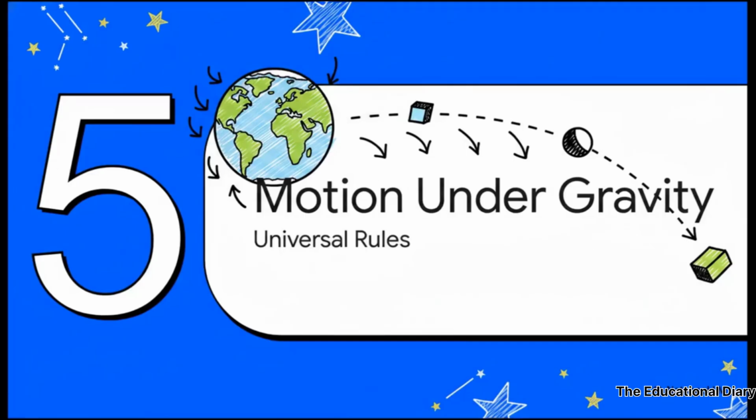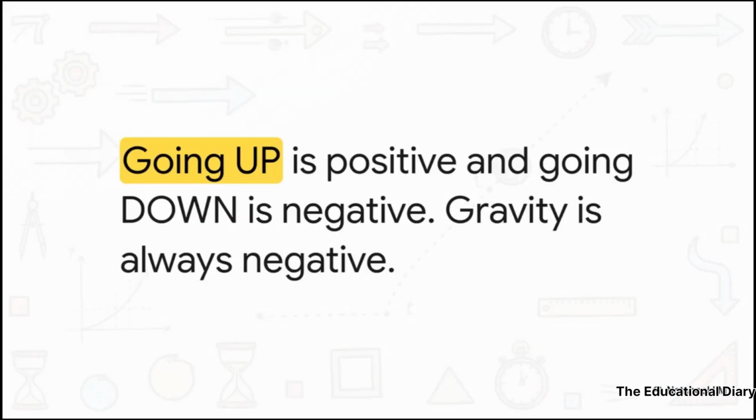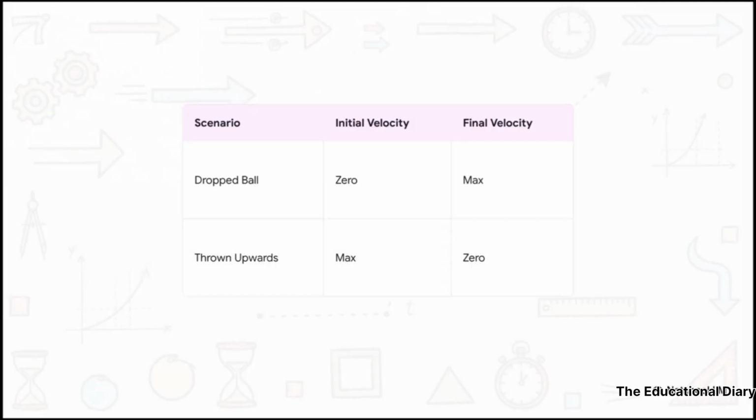Tool 5. Universal Rules. Continue. Let's look at motion under gravity and bring all this complex math back down to Earth. Literally. You have to be absolutely ruthless with your sign convention here. When you're dealing with gravity, any direction pointing up is positive. Any direction pointing down is negative. And because the Earth is completely unforgiving and is always pulling things downwards, acceleration due to gravity is always negative, whether you throw a ball up or drop it down. Don't forget that.